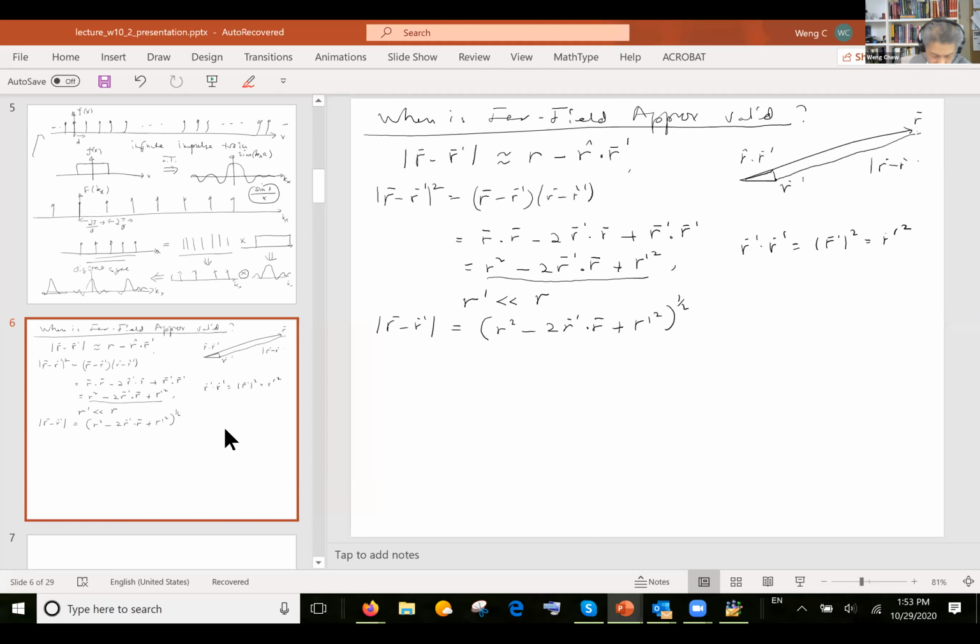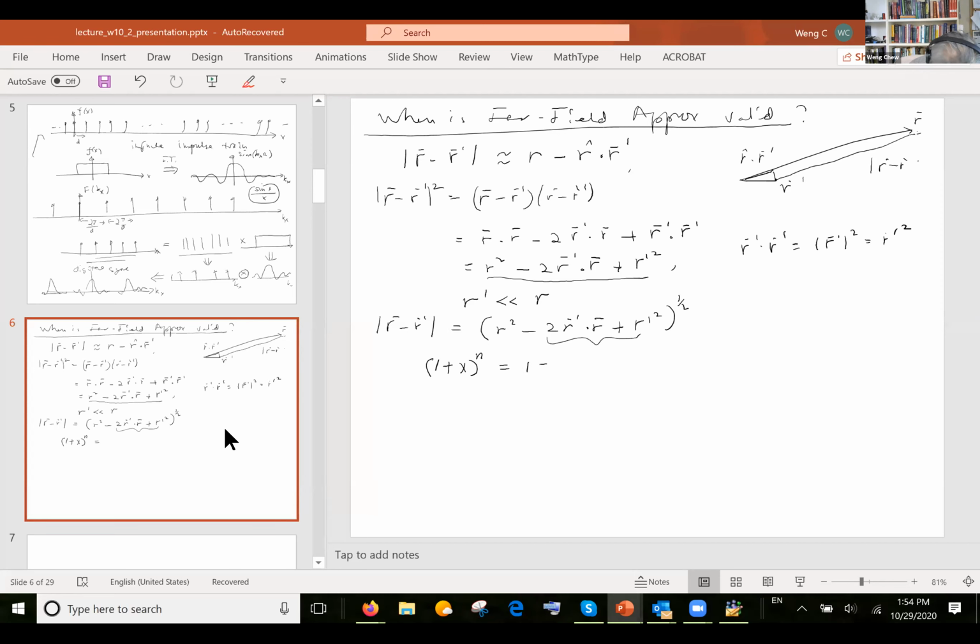Okay, that is equal to that. And I'm going to make an approximation that this is small. Both of these terms are small. I'm going to use Taylor series expansion to expand this function. When you have 1 plus x to the power of n, we all know how to do that Taylor series expansion.